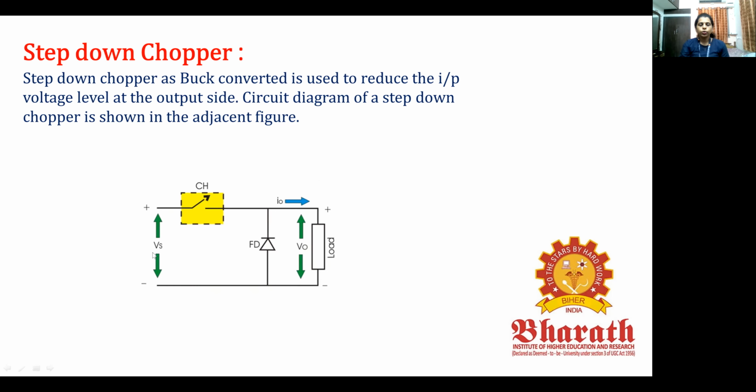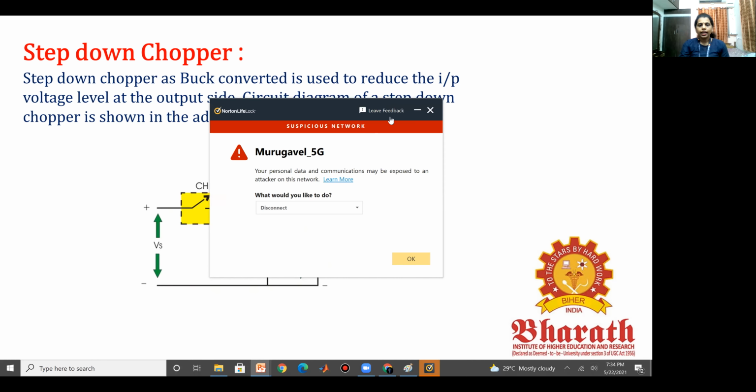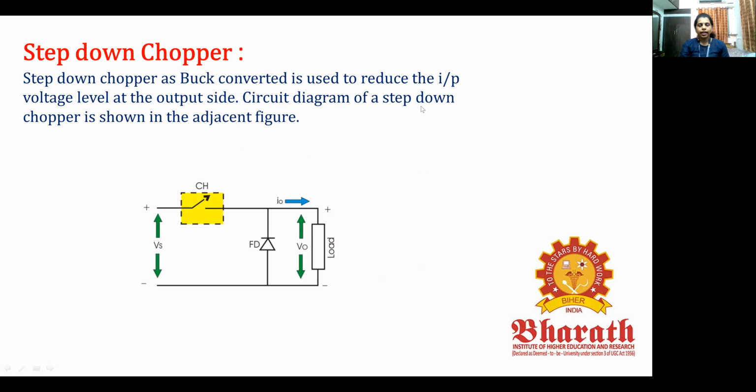So we are going to give a constant input DC voltage here, and we have to get a variable DC voltage here. As I said, for example, if I give an input voltage of 10 volts, I can get a maximum voltage of 10 volts. That is, it can get a voltage between 0 to 10.